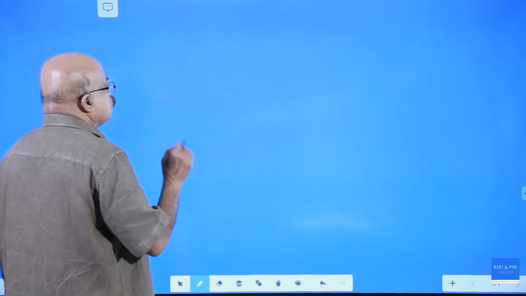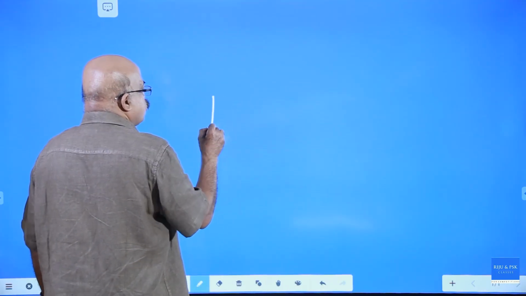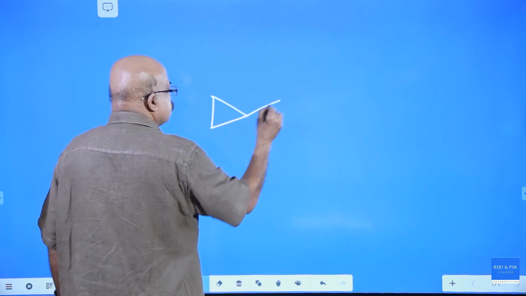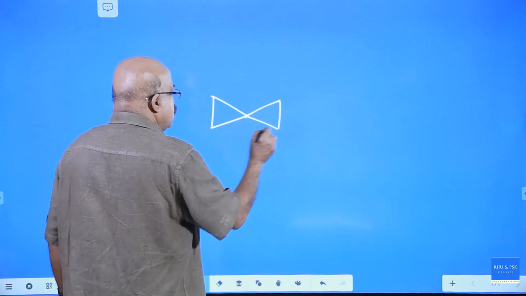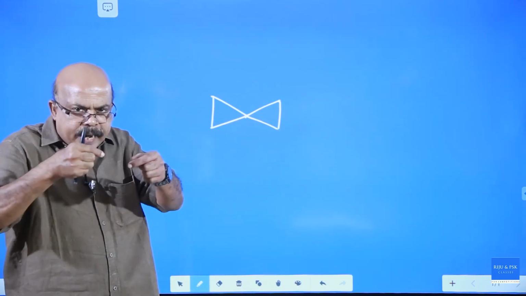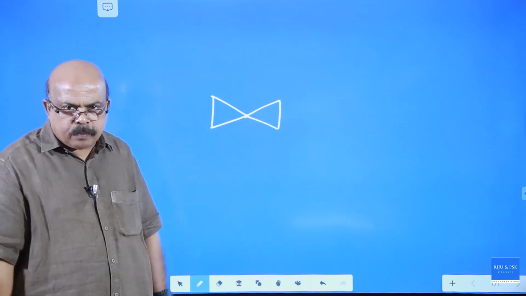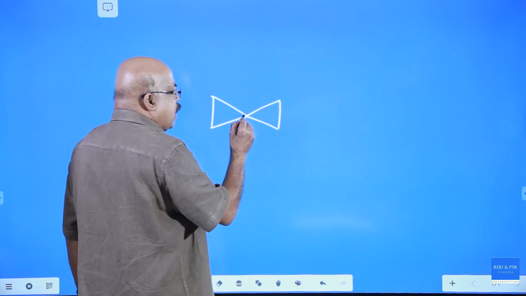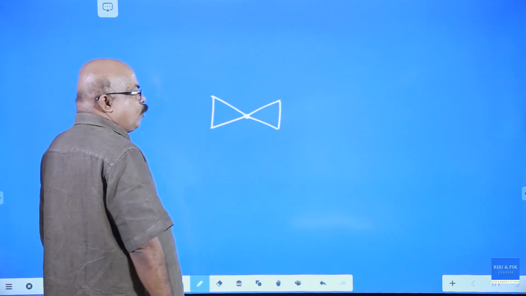Spiro compounds are those like this. This is a spiro compound. It is a cyclic part, and it is another cyclic part. Two cyclic rings having a common carbon, that is what is called a spiro molecule. This common carbon is the spiro carbon.